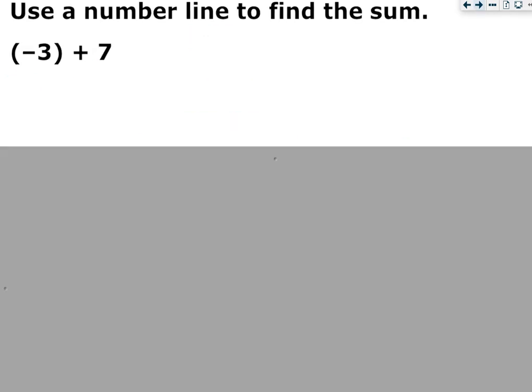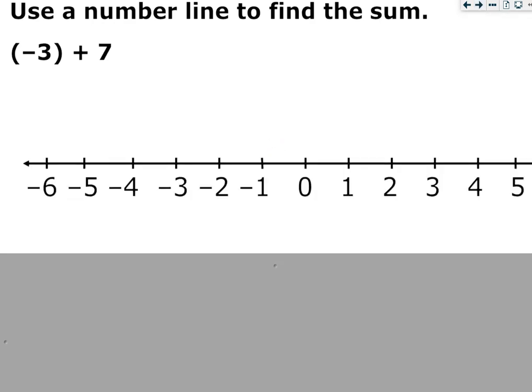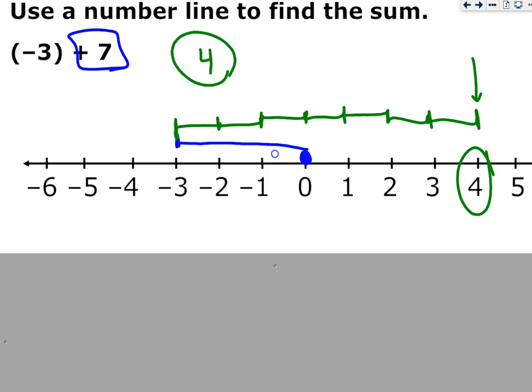One more example like this. Again, using our number line, you start at 0. -3 to the left. And we are adding a positive 7, so we move 7 units to the right. So counting that from this spot, you go 1, 2, 3, 4, 5, 6, 7. So my ending result is +4.